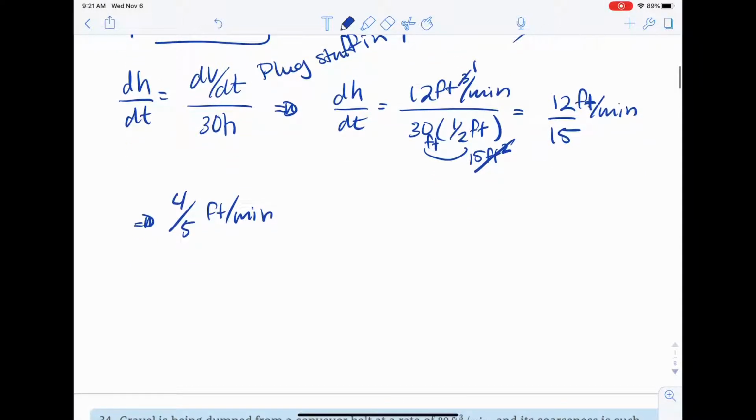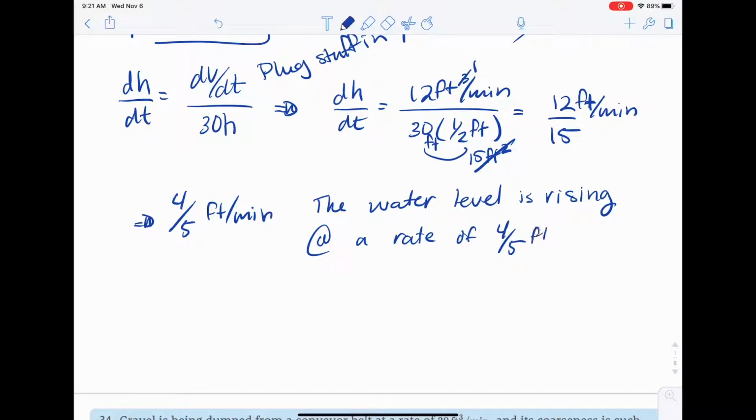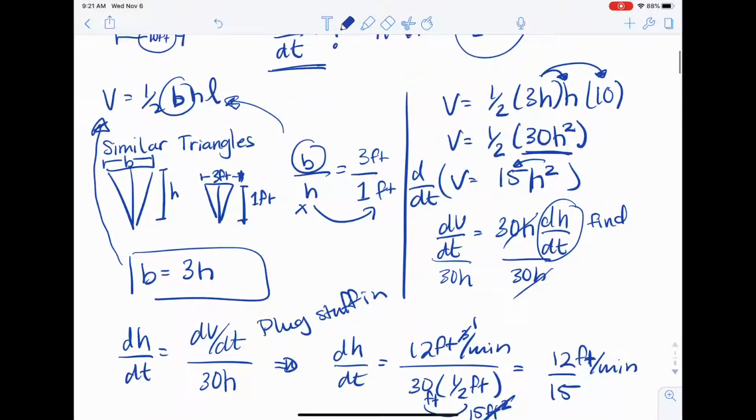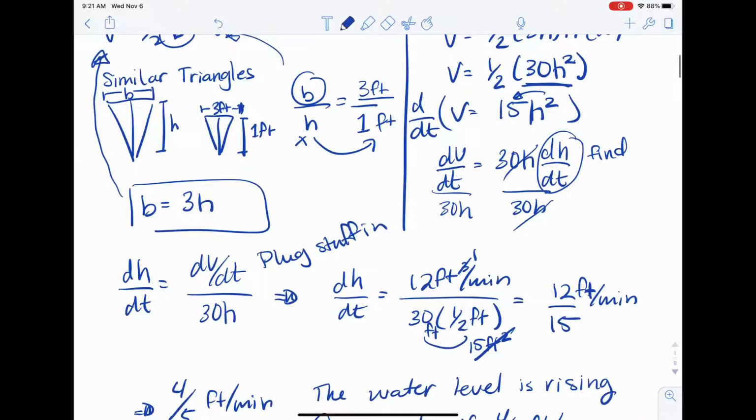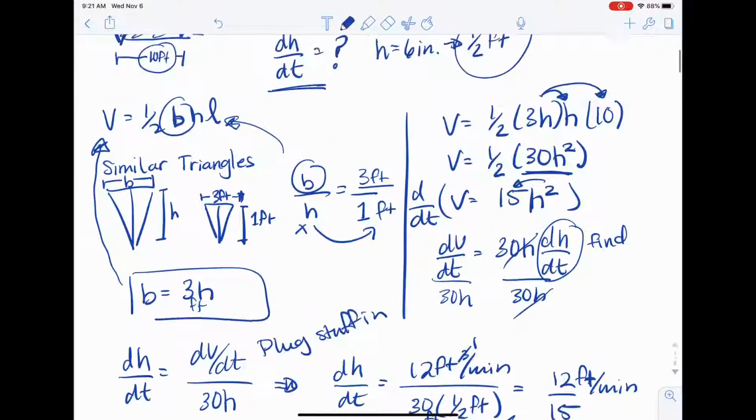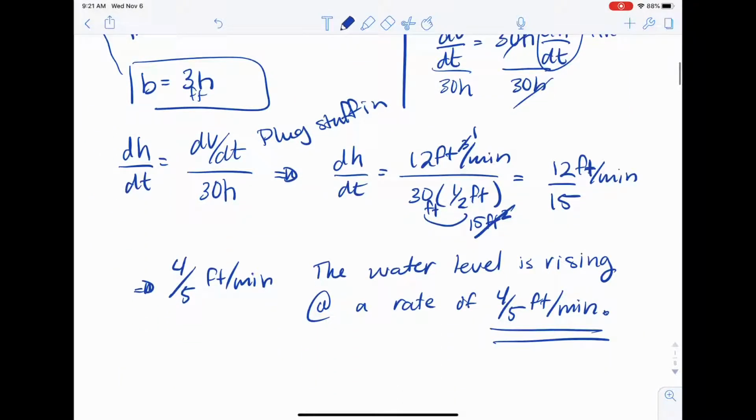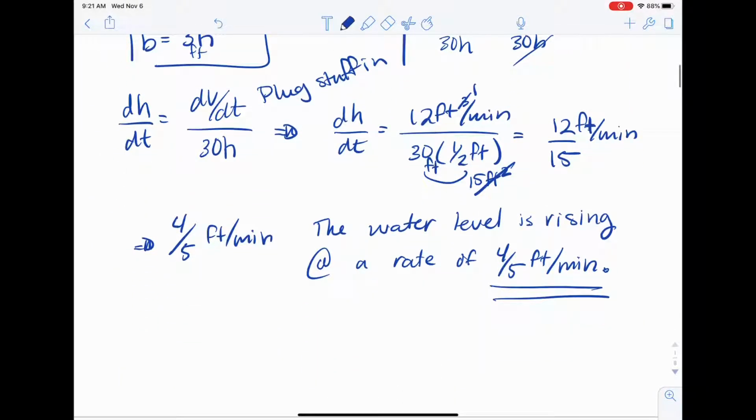If we were to put this in context, it would be the water level is rising at a rate of 4 feet per minute. And you can check your units by just going back onto the problems. 3 feet here, so we know that this is just essentially 3 feet times the height, and that's how you get that. Simplify that. Okay, thank you.